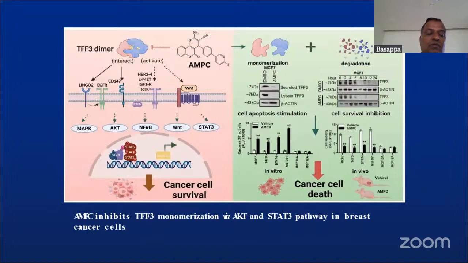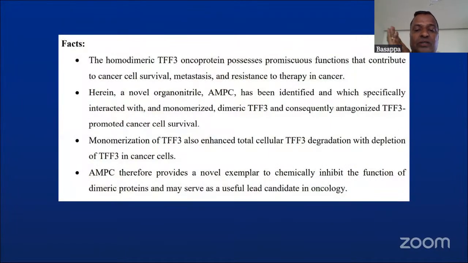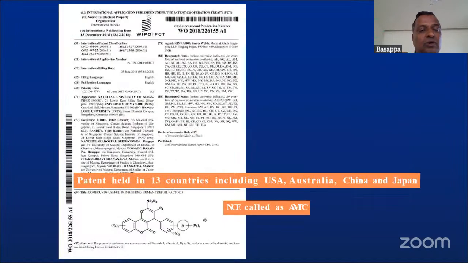Finally, we provided this graphical abstract to the ACS journal. You can see here the trefoil factor 3 dimer, which is intact, where AMPC interacts, and which has a role in NF-kappa B, AKT, MAP kinase, or STAT3. Overall, cancer cell survival got inhibited in the presence of AMPC. AMPC inhibits TFF3 monomerization via the AKT and STAT3 pathway in breast cancer cells, as documented. These are all the facts which I have mentioned already, so I will go back.